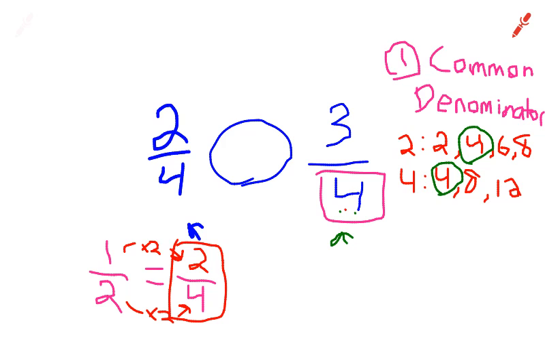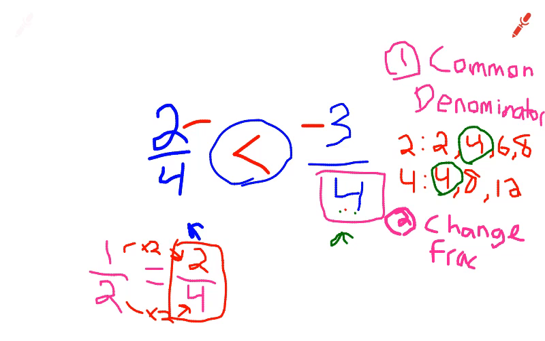And now I can easily compare them, because I can see that 3 is bigger than 2, so 3/4 is bigger than 2/4. So your first step is common denominator. Your step 2, you have to change the fraction. And then step 3, we compare. So make sure you write those steps down.